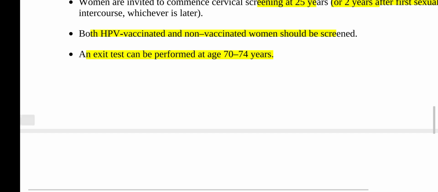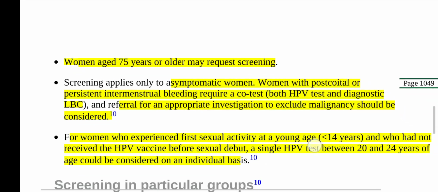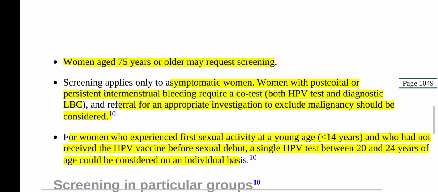But exit test is the last test supposed to end at 70 to 74 years. Okay. Screening applies only to asymptomatic women. So, women with postcoital or persistent intermenstrual bleeding require a co-test.